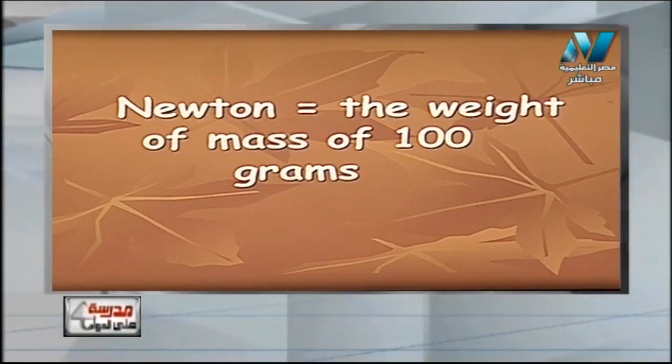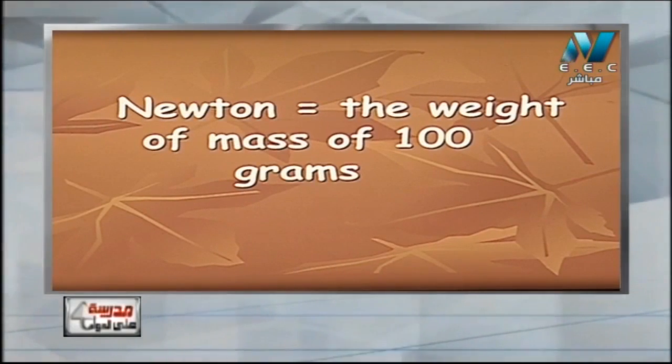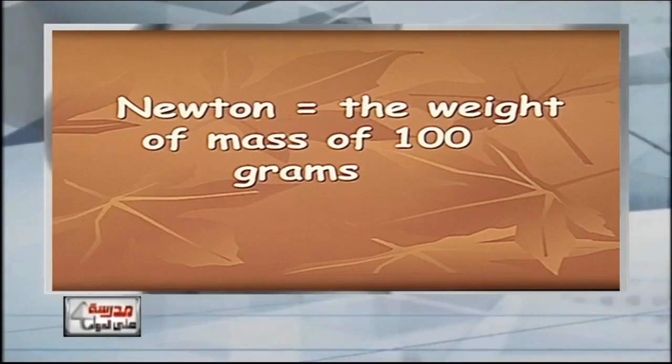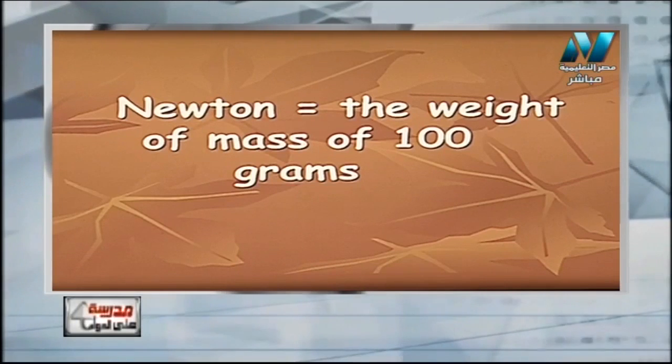Another property: one newton equals what? It equals the weight of a mass of about 100 grams. For example, 7 newtons equals 700 grams.